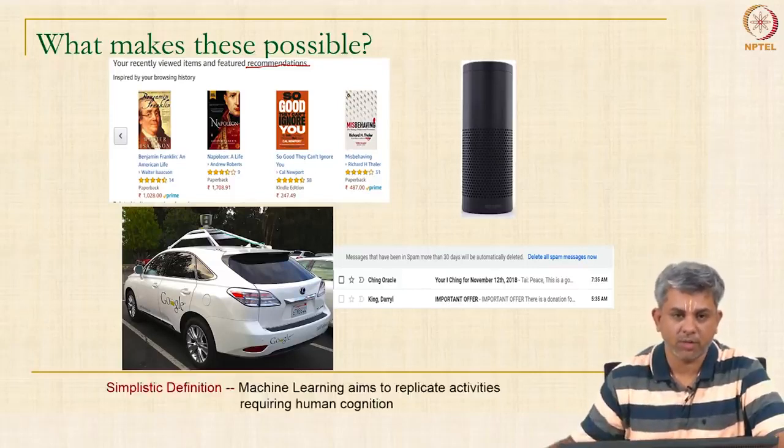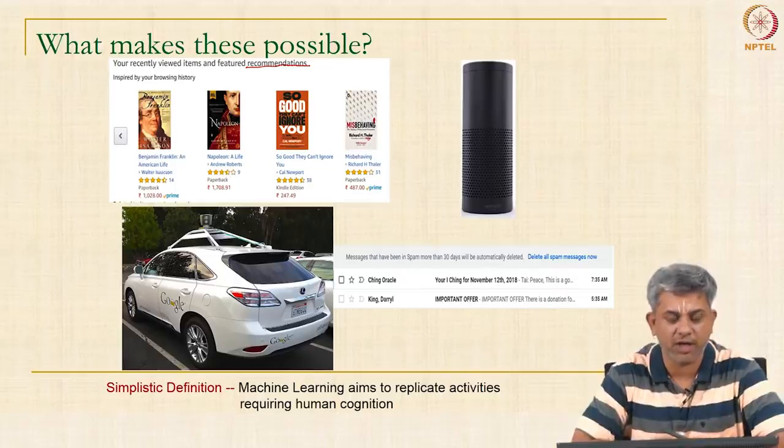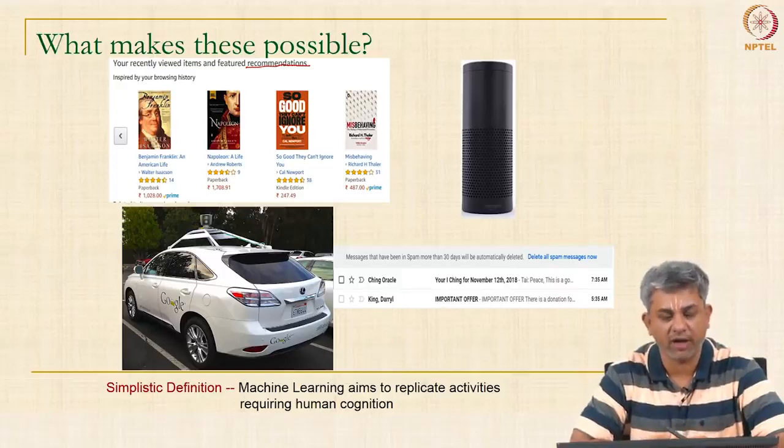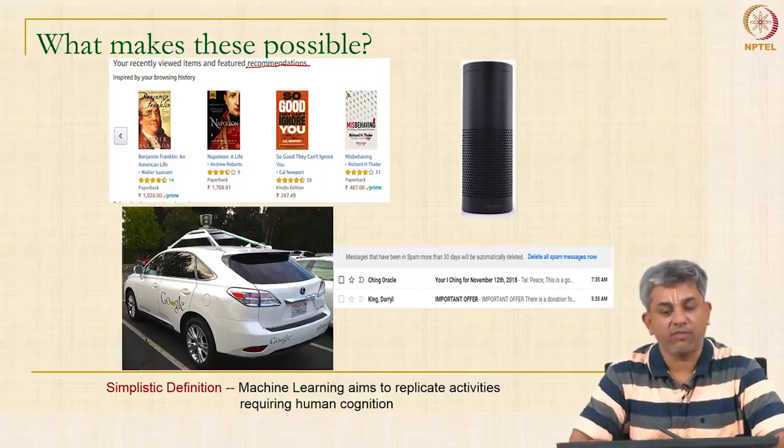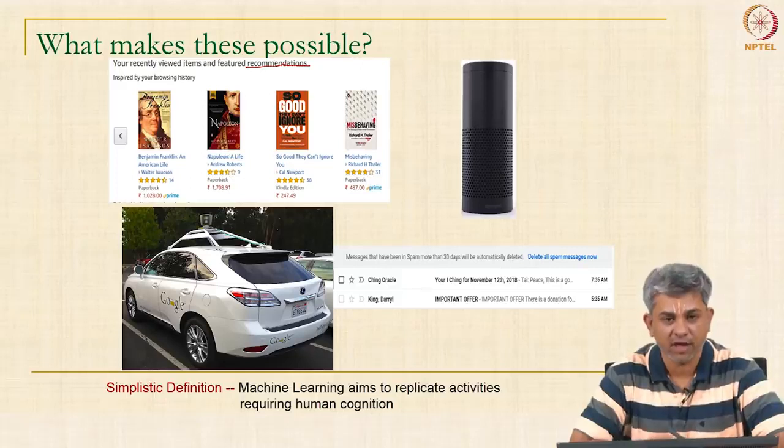Machine learning, very simplistically speaking, is a method or a set of algorithms that you can use to replicate activities that typically require human cognition. For speech, humans recognize speech very well, from a baby to an adult, we do it very quickly. We all drive, those of us that drive, fairly seamlessly. Spam filter, most of us can look at a mail and almost instantaneously say whether it is spam or not.